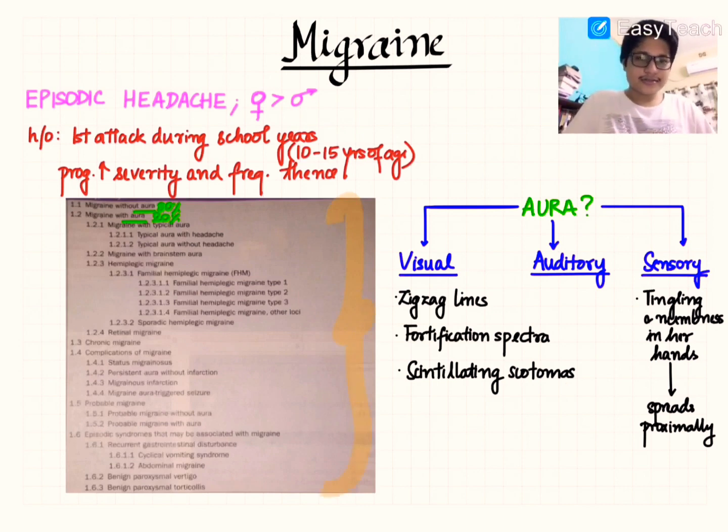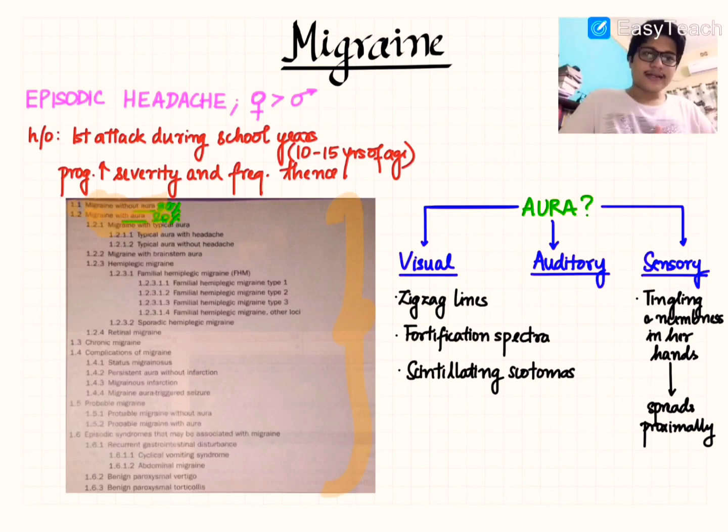Okay, so it's not just simply one entity, it encompasses many different clinical forms. However, I want you all to focus on two things. One is this migraine without aura, and this migraine with aura. Migraine without aura is the common migraine, which is found in approximately 80% of the population. And then there is the migraine with aura, which is found in 20% of the population. So without aura in 80% and with aura in 20%. And what is this aura?